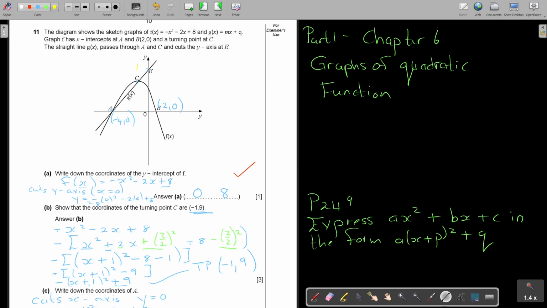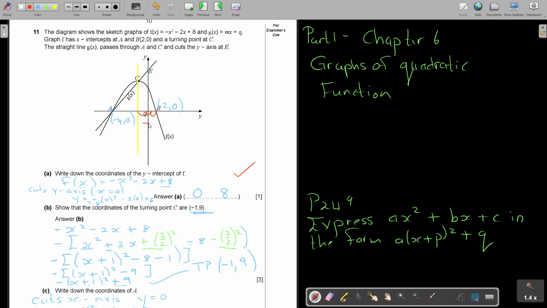Now, the turning point will always be on the line of symmetry. What does that mean? That means that if you count the units to this point, I'd rather use red so that you can see it. The drawing is maybe not so accurate, but it's fine. The sketches are not to scale.